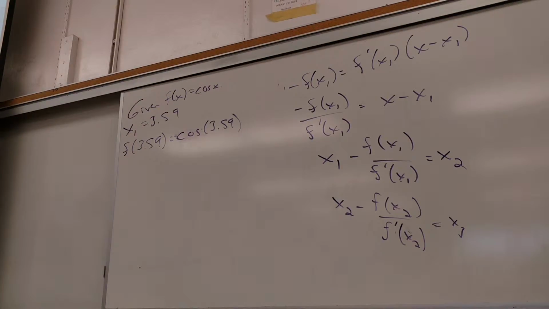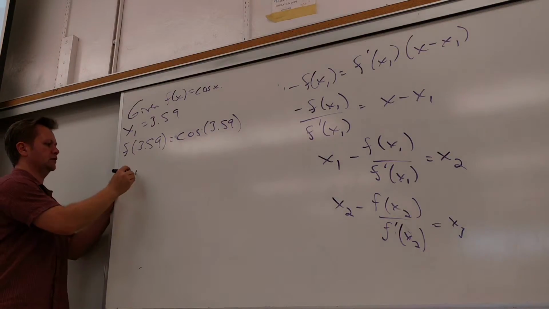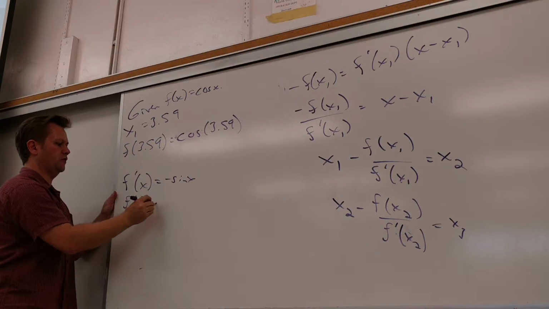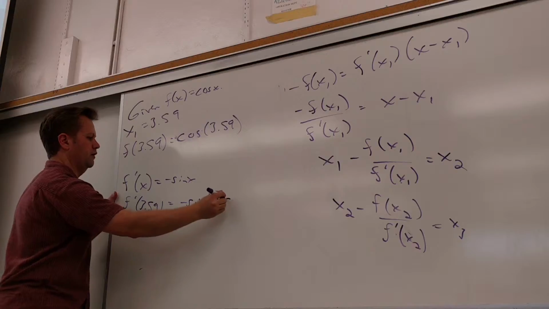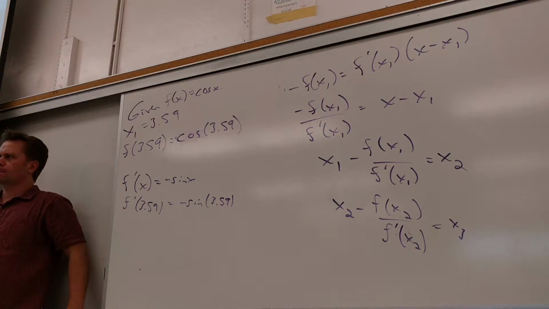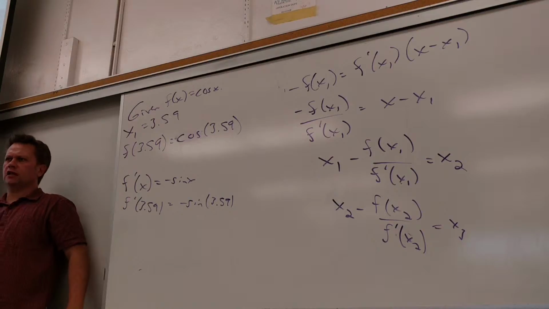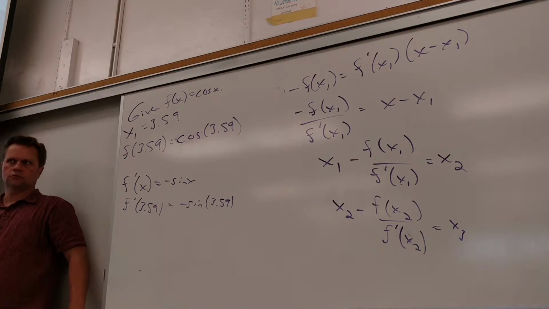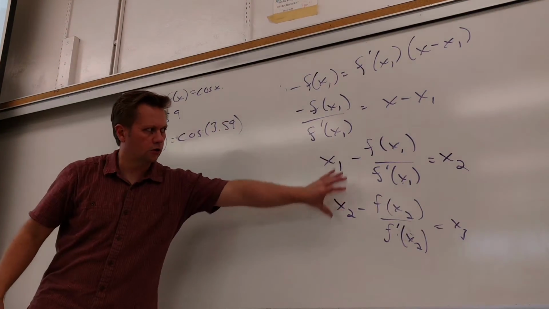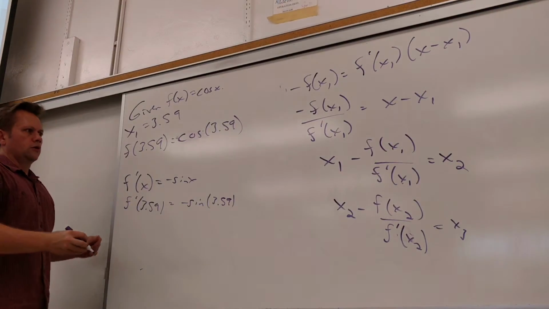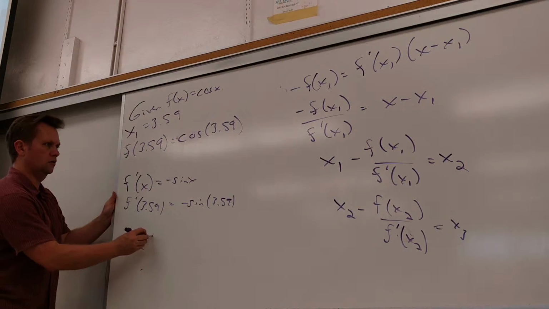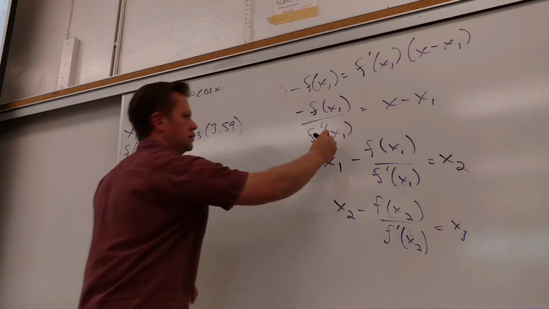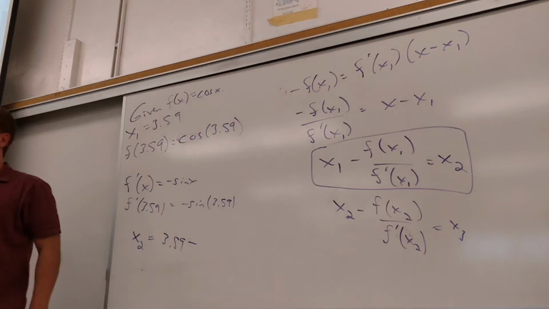Okay, cool. We're just seeing if this little widget thing works. What's f prime of x? Negative sine x. So what's f prime of 3.59? Negative sine of 3.59, right? So I'm going to step through one step with you, and then I'm going to show you how the calculator can automate this for you. You just have to be able to set up the equation, right? This is what Newton's method is right there. That's the heart of Newton's method.